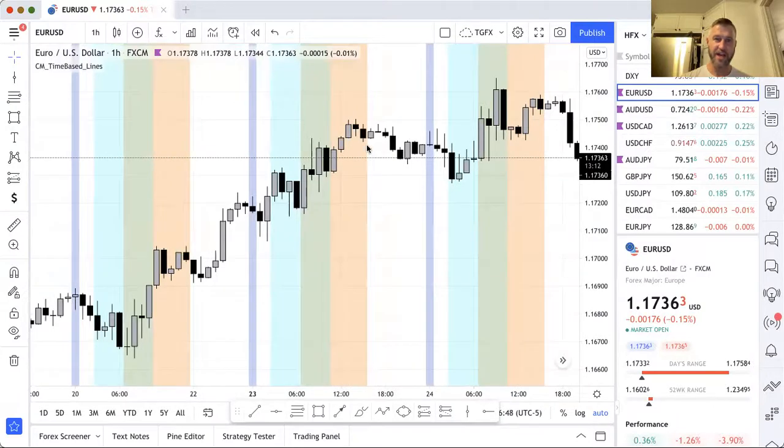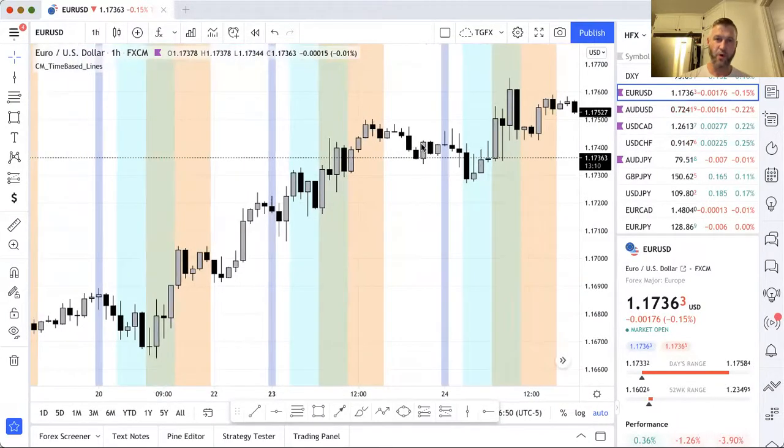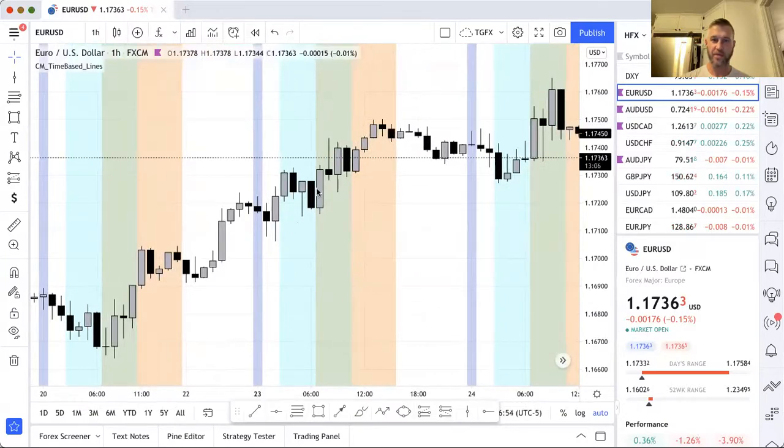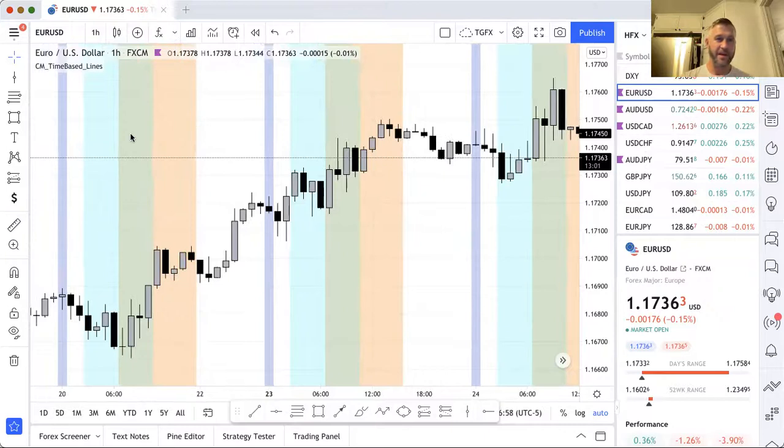This is actually yesterday, because today hasn't completely formed yet so I can't really use it, but it's a great example. These are 1 hour candles. This is midnight, using the CM time-based lines indicator. I have midnight marked. This lighter blue is the London session, the green is an overlap of New York and London, and then this is the New York session.